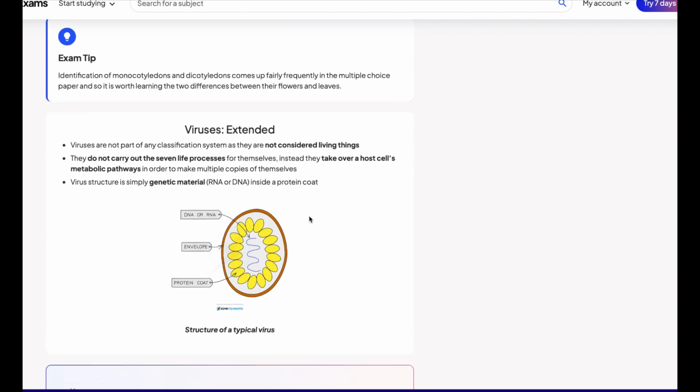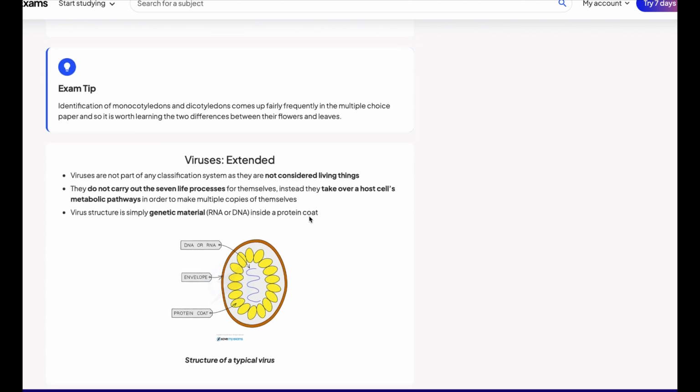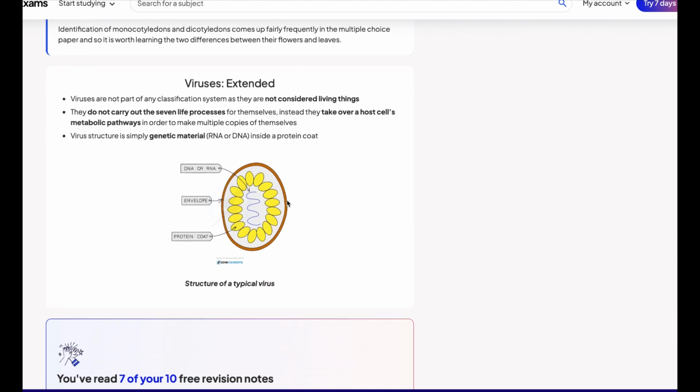Okay, so now let's go to the last one. We've studied the 5 kingdoms. The last one is the virus. Virus does not belong to the 5 kingdoms because viruses do not live on their own, do not have life on their own.